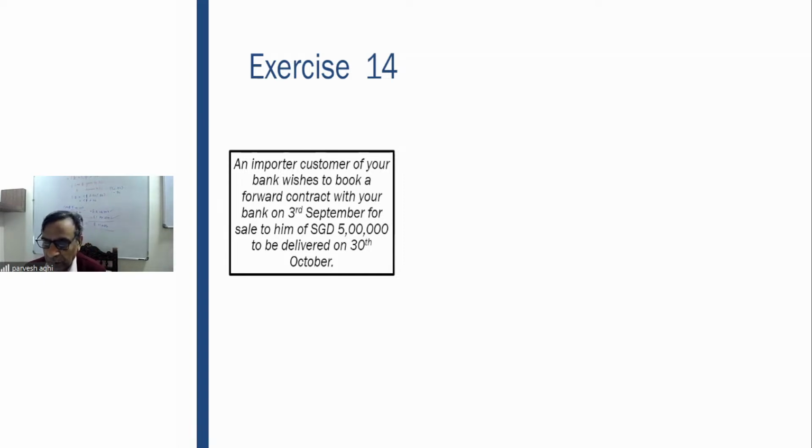An importer customer of your bank wishes to book a forward contract with your bank on 3rd September for sale to him of Singapore dollar 5 lakh to be delivered on 30th of October.